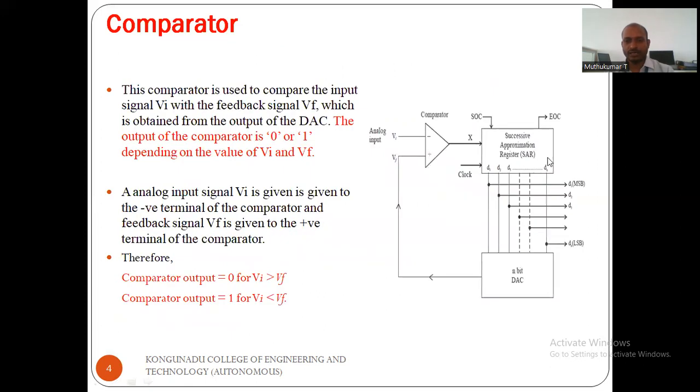So according to the block diagram, to the successive approximation register we are giving the comparator output X and also the clock pulse. There are two signals, one is start of conversion and one is end of conversion. The start of conversion signal should be given at the time the conversion process starts. After conversion, the end of conversion signal is given as the output of the SAR.